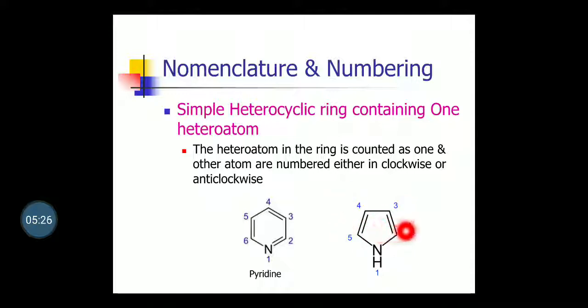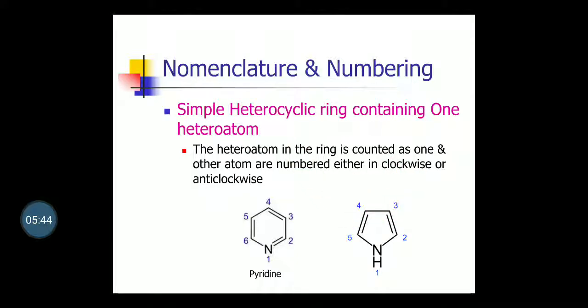Then the freedom is there, either we can go anti-clockwise, that is 2, 3, 4, 5, or we can start numbering with nitrogen and go clockwise, that is 2, 3, 4, 5, 6. Clockwise, anti-clockwise, both will be permitted because there are no substituents on the ring. It's a simple heterocyclic ring.